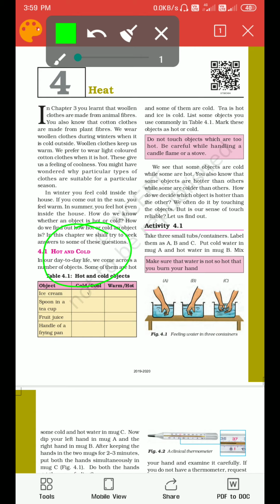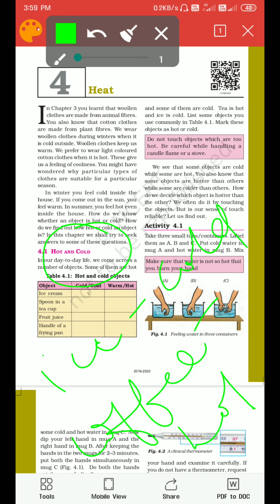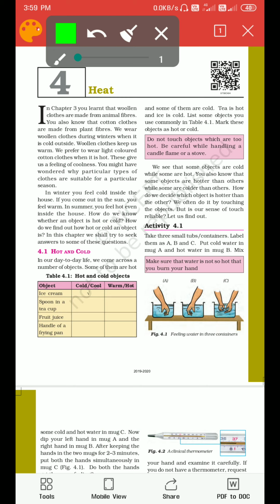So the next thing is how we feel that a substance is hot or cold. In your daily life you can give many examples, like ice cube. Is it hot or cold? It is cold. Okay. Coffee, hot or cold? It is hot. Okay. Ice cream, hot or cold? It is cold. Tea, hot.